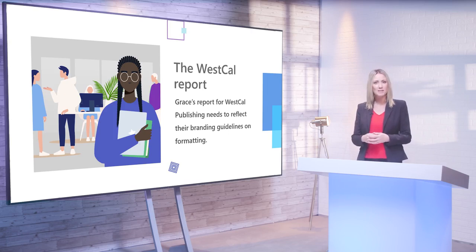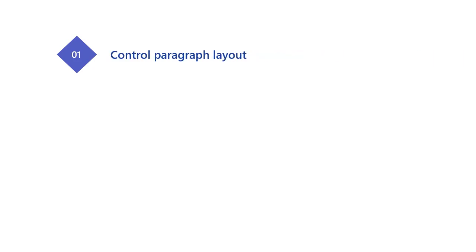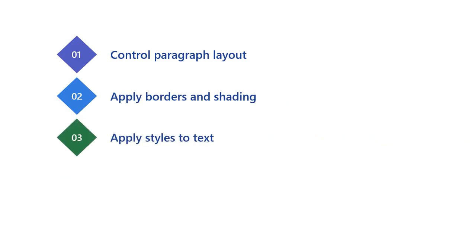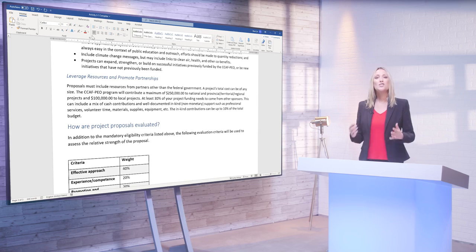Microsoft Word offers several formatting tools Grace can use to make sure her report captures Westcal Publishing's specifications. We'll explore these tools over the course of this lesson and see how they can be used to create different kinds of formatting in Word documents. By the end of this lesson, you'll be able to control the layout of different paragraphs, apply borders and shading to text, apply different styles to text, and manage formatting within a document. We'll start with controlling the layout of paragraphs.